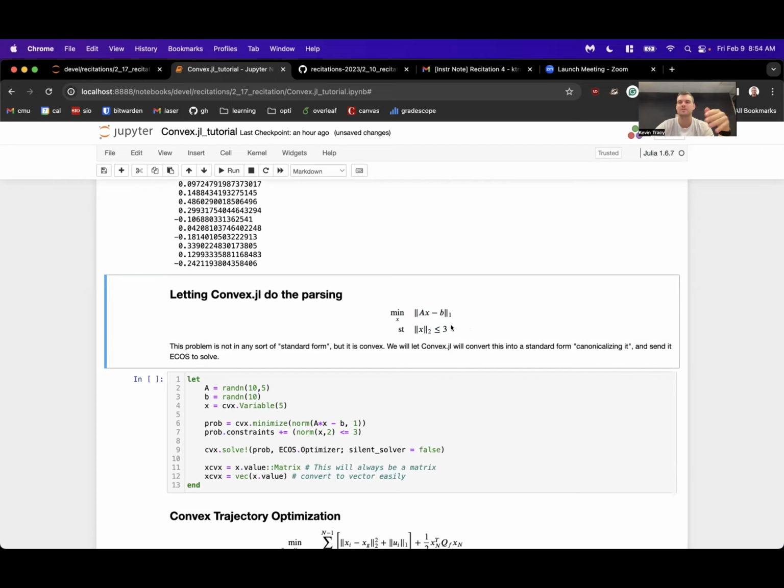The only way to transform this into a standard form would be to add some slack variables and do some finessing and have some new variables and put it into a solver like this. But with Convex.jl, it'll just do it for you. So I solve for this vector of length 5. I want to minimize the L1 norm. Here's how I do L1 norm. And then the constraint is that this L2 norm of x must be less than 3.